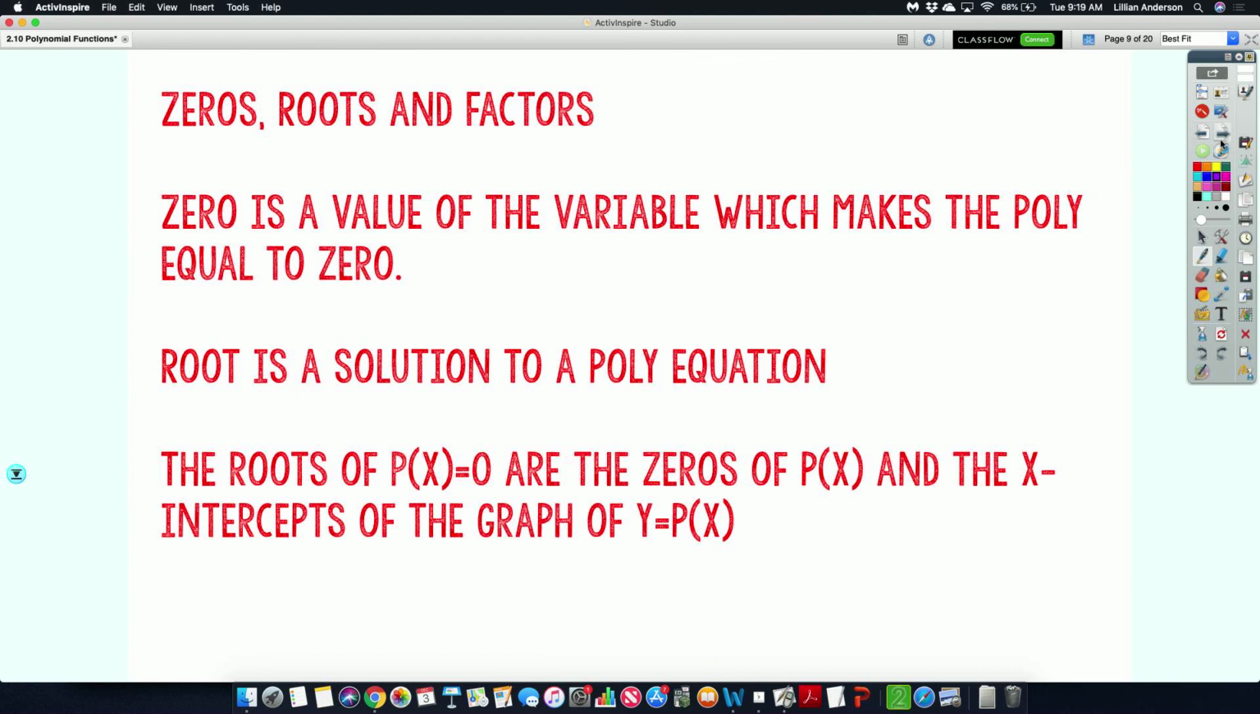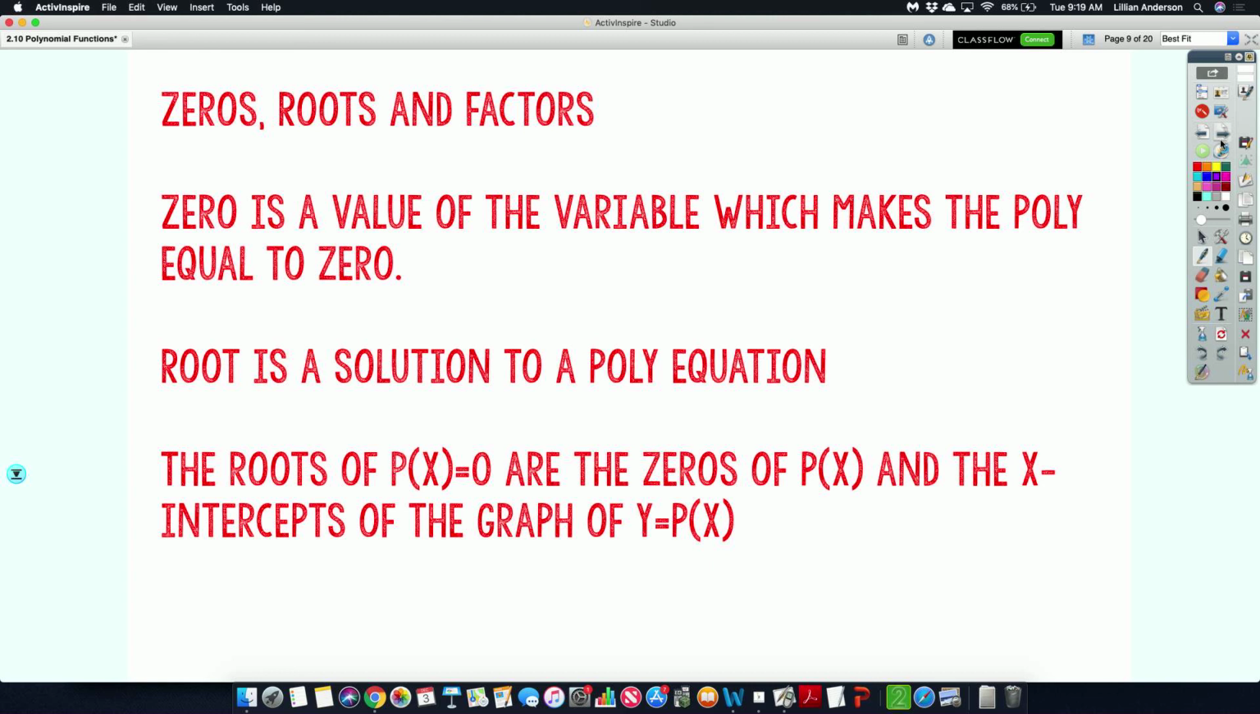All right. Let's talk about zeros, roots, and factors. Zeros, roots, and factors. First off, a zero. It is a value of the variable which makes the polynomial, and I started abbreviating from here on out, so when you see poly, I'm talking about polynomial, equal to 0. Okay?